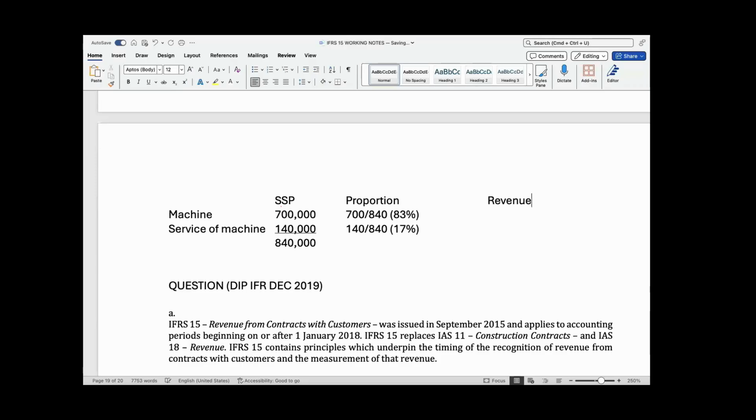700 divided by 840 is 0.83. Okay, I just approximate. This is 17%. So the revenue, this one will give me 83% times 810,000. This is 17% times 810,000. So how much is that?